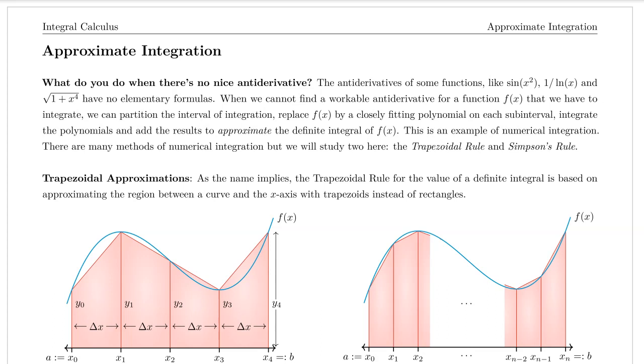There are many methods of numerical integration, but we will study two here, the trapezoidal rule and Simpson's rule. So let's start off with trapezoidal approximations. As the name implies, the trapezoidal rule for the value of a definite integral is based on approximating the region between a curve and the x-axis with trapezoids instead of rectangles.